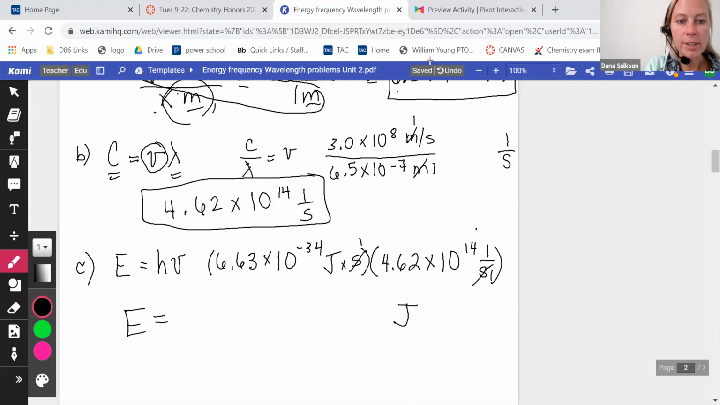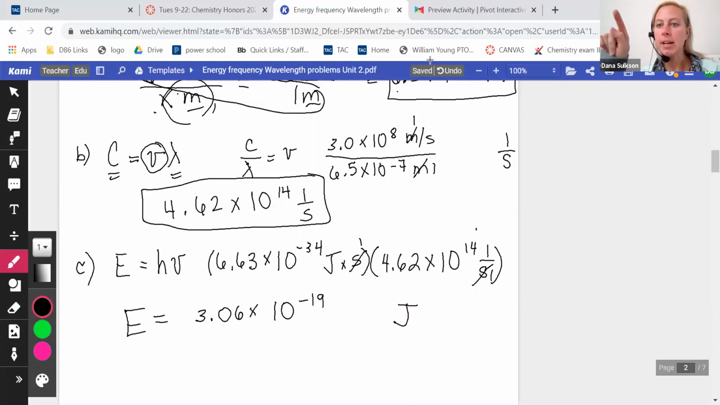So if I calculate this by the way I've calculated the previous problem in my scientific notation, I should get 10 to the negative 19. Again, this negative is saying decimal point to the left, a super duper small number, but with the energy unit of joule.